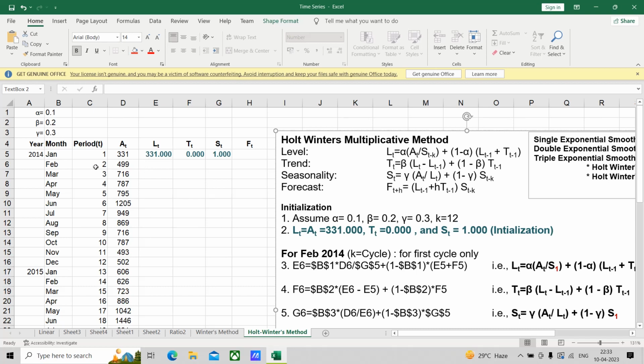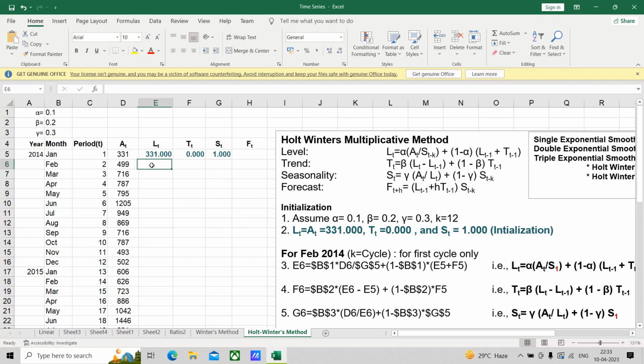For the next period, I mean for February 2014, we will apply this formula, but for this February we are again unable to find the value of S(t minus k), because for the second column the value of t is 2 and the value of k is 12. So 2 minus 12 is minus 10, and this data is not available, so we will assume here that S(t minus k) is equal to S1.